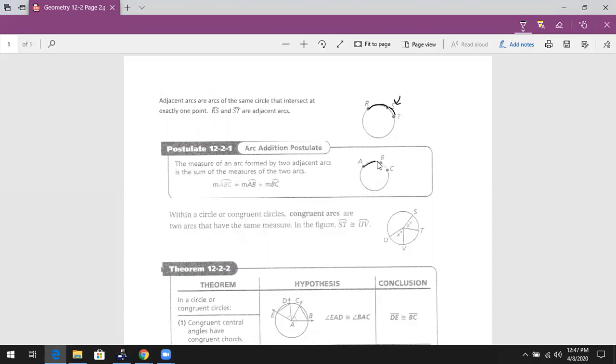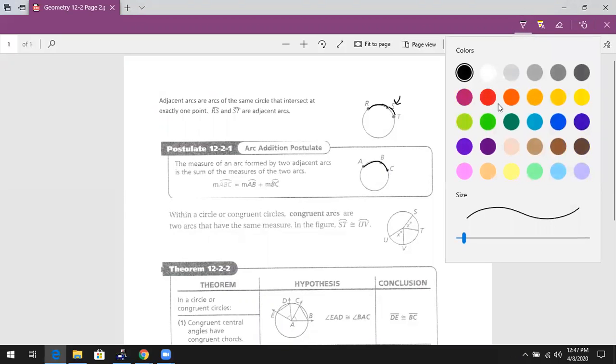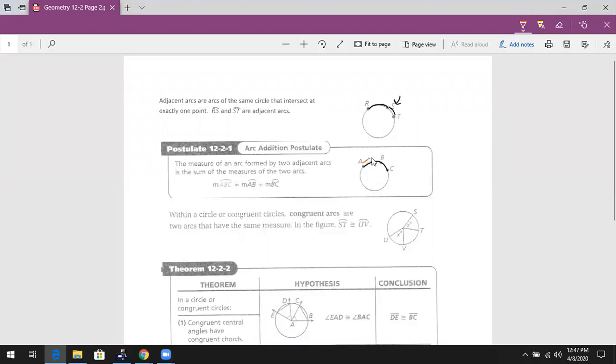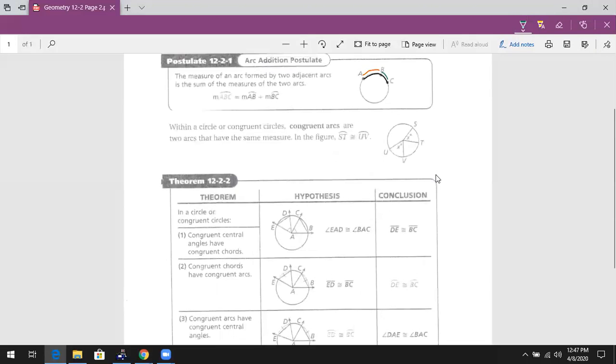In other words, arc ABC, these two arcs, is the sum of arc AB plus arc BC. And that makes sense that these two little arcs would form the big arc.